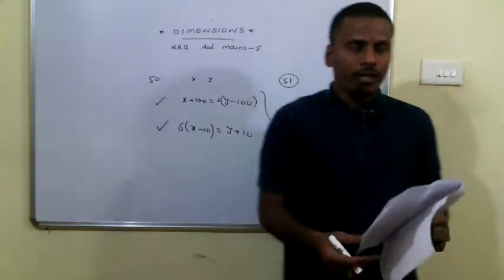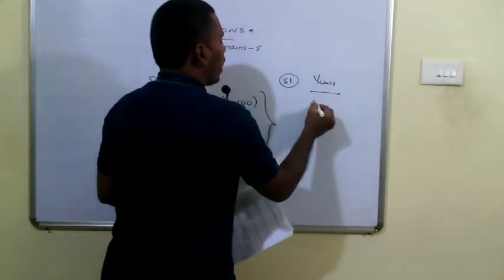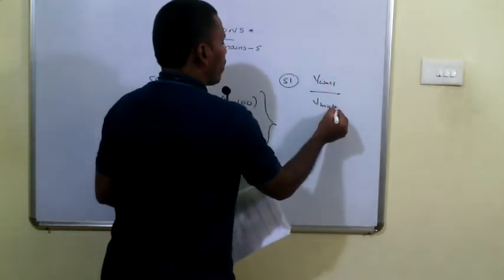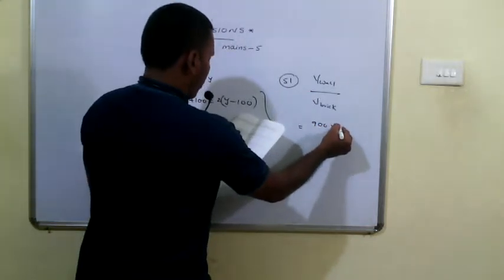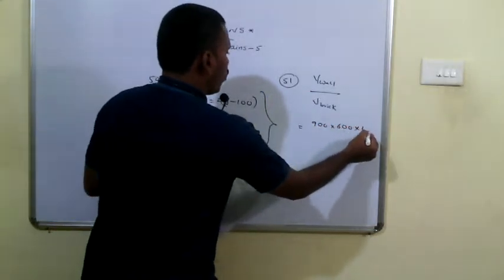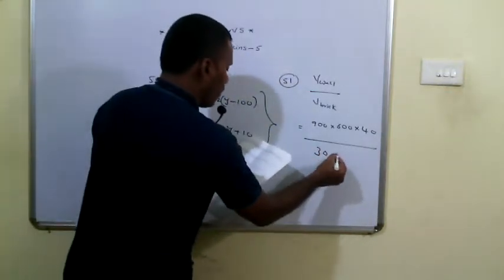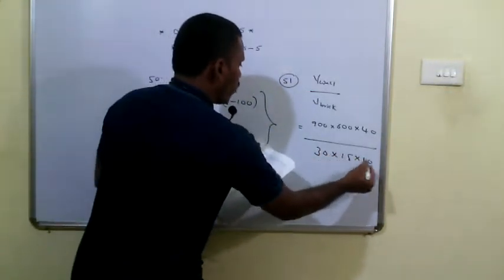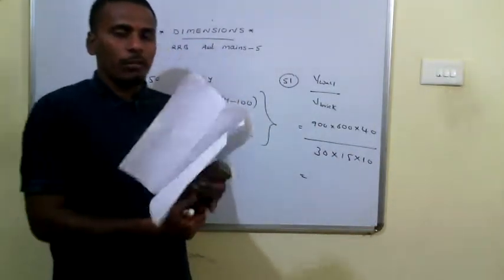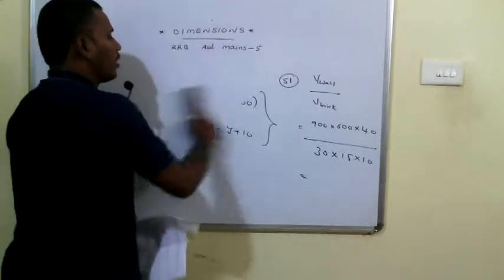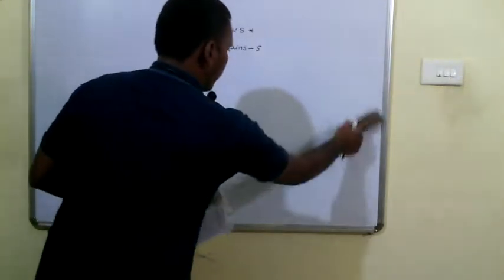The number of bricks required is nothing but the volume of the wall divided by the volume of the brick. The volume of the wall is given as 9 meters is 900, 6 meters is 600 into 40, divided by the volume of the brick, which is 30 into 15 into 10. This simplification results to 4800. So the number of bricks required to construct the wall is 4800. Then coming to the 52nd problem.